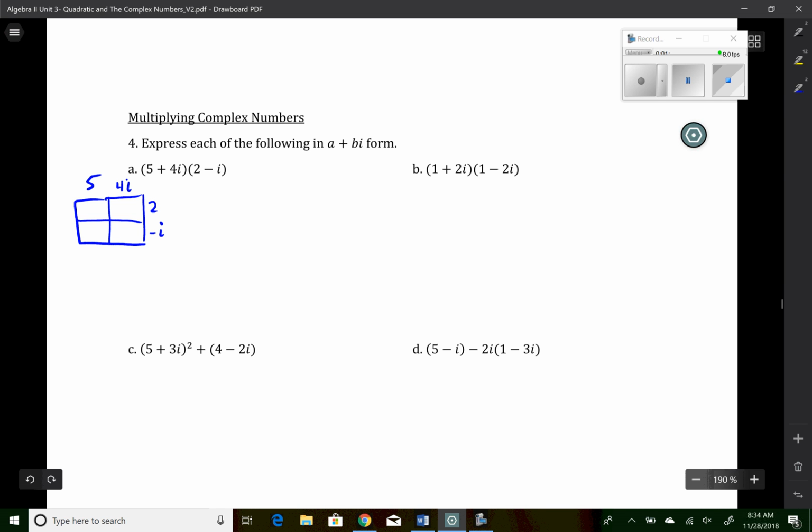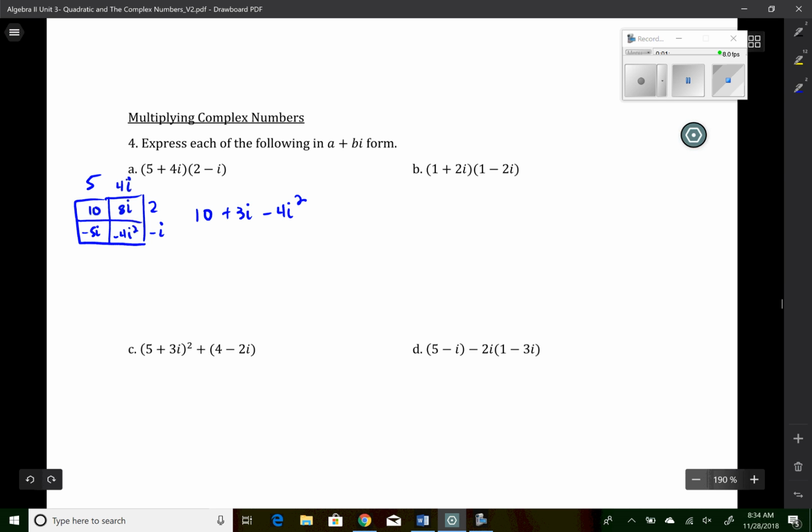Another note, when you make your i's, make them kind of like the fancy i with the little tail on the end. If not, they kind of look like ones, right? So 5 times 2 is 10, so that goes in that top left box. 5 times -i is -5i. 4i times 2 is 8i. Remember, we're just treating i like a variable. And then the last box is -4i squared. So if I was to rewrite this, it would be 10 plus 3i minus 4i squared.